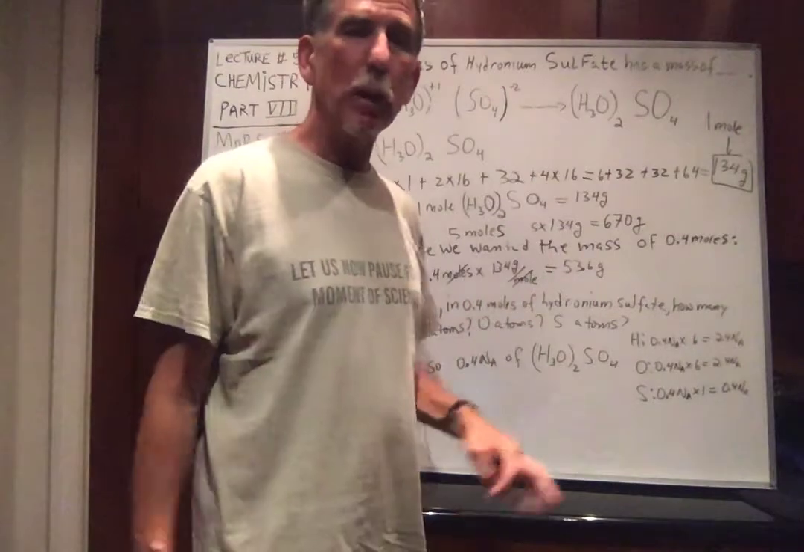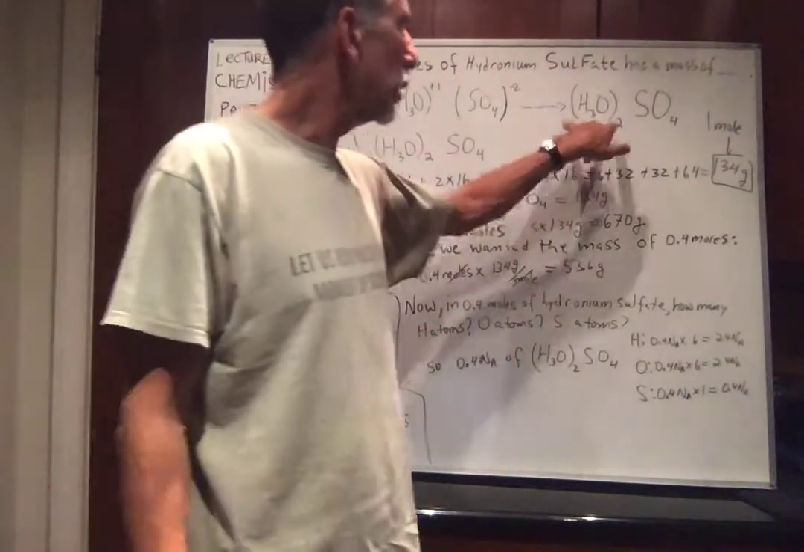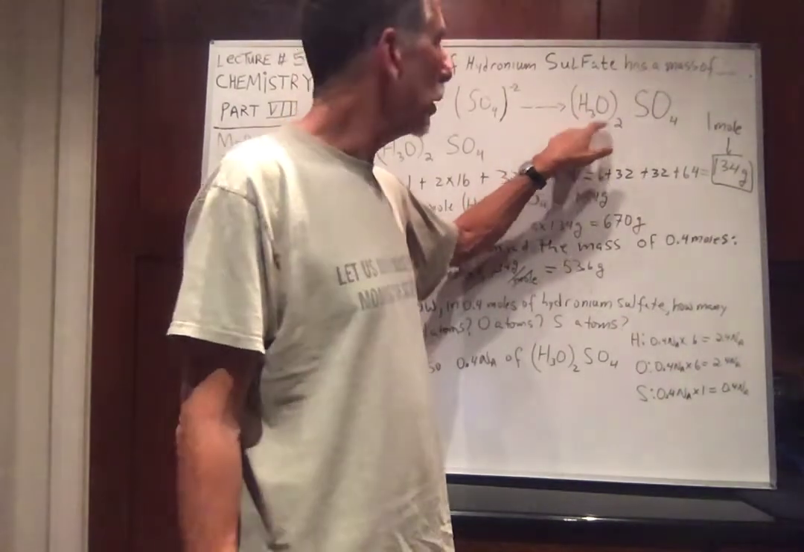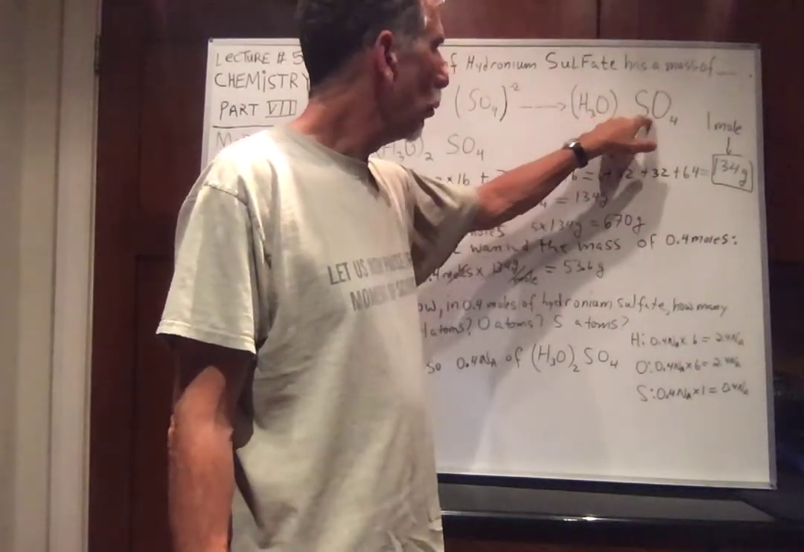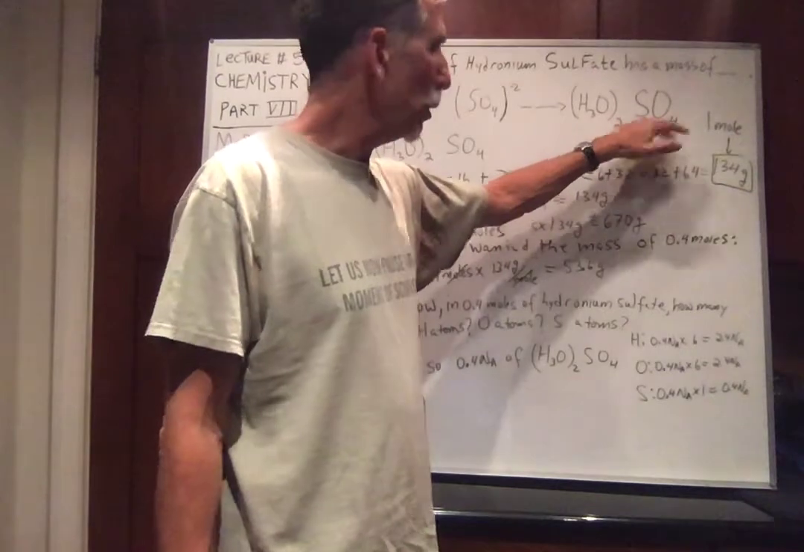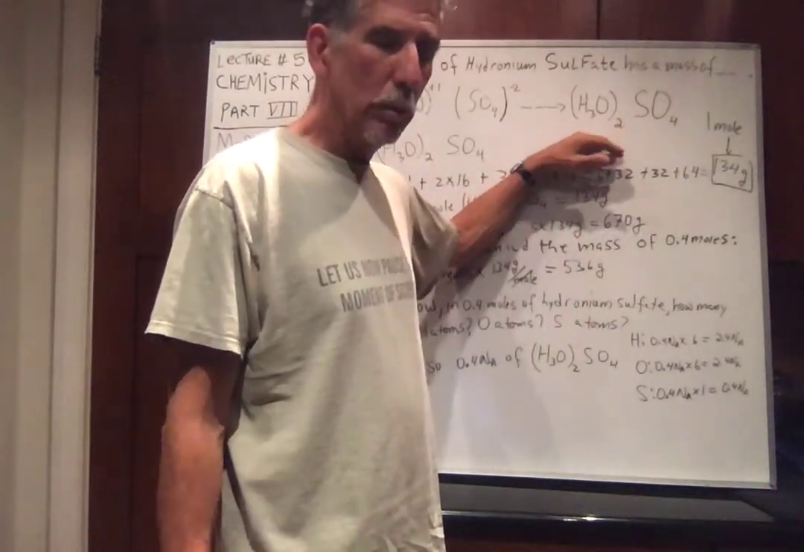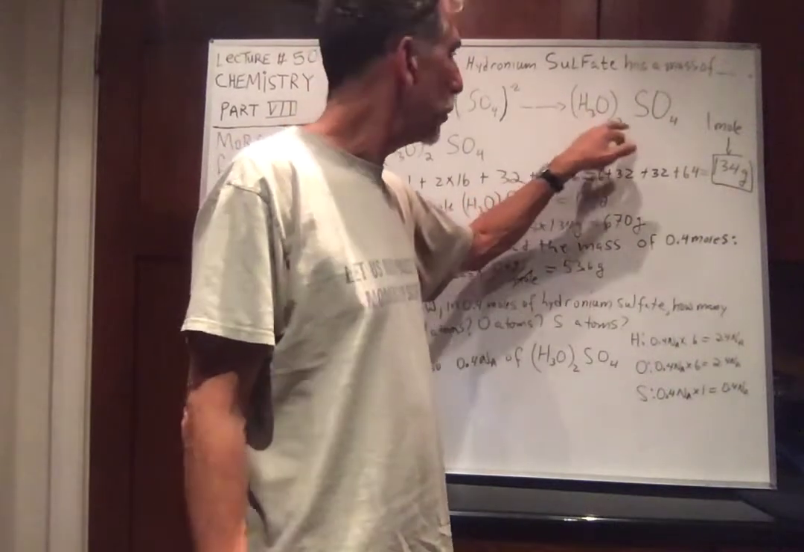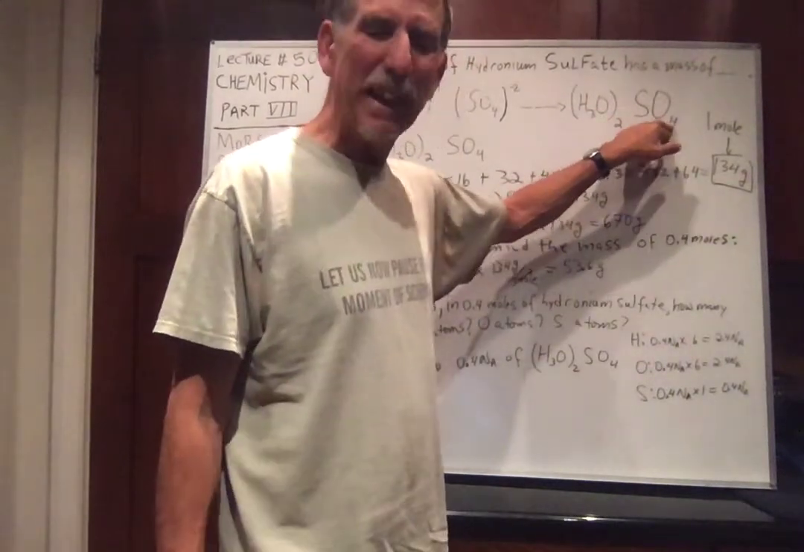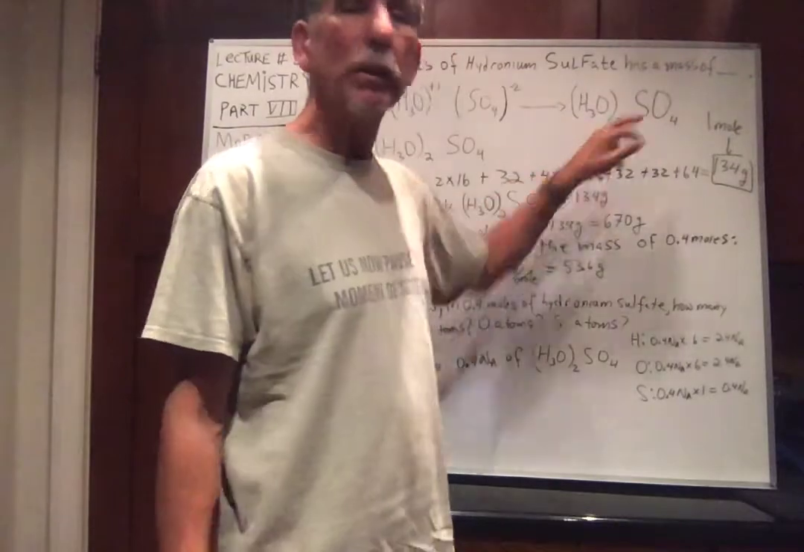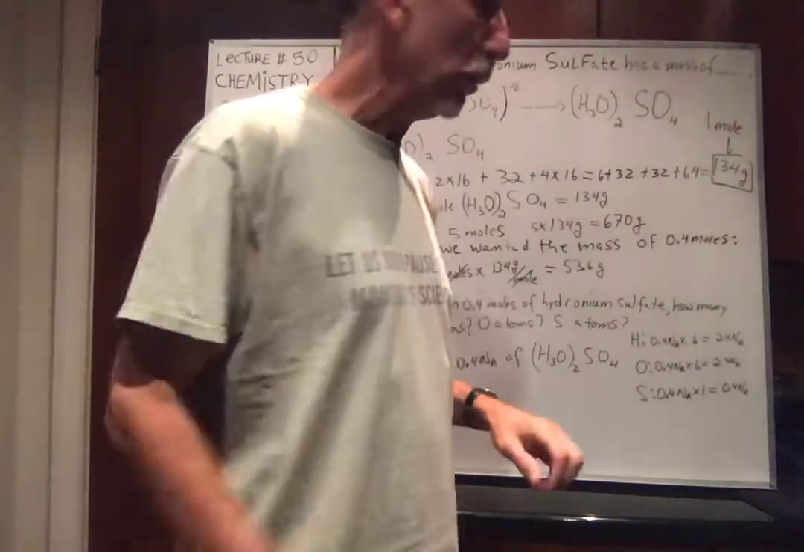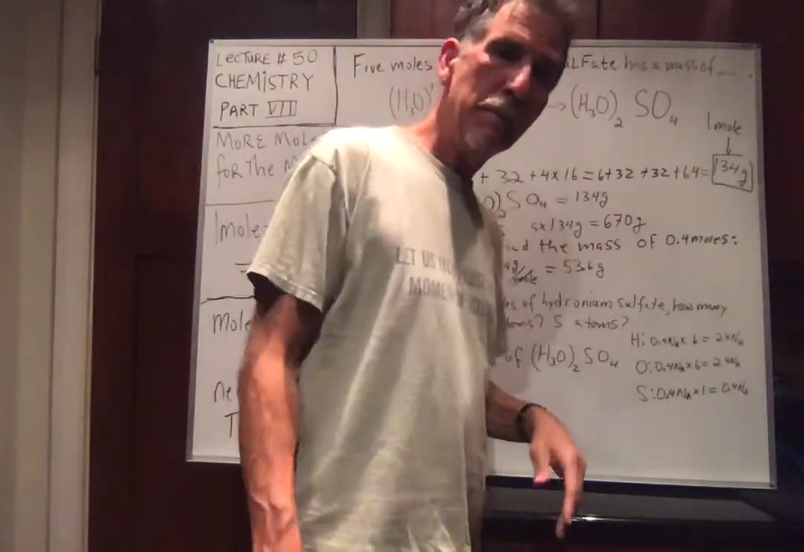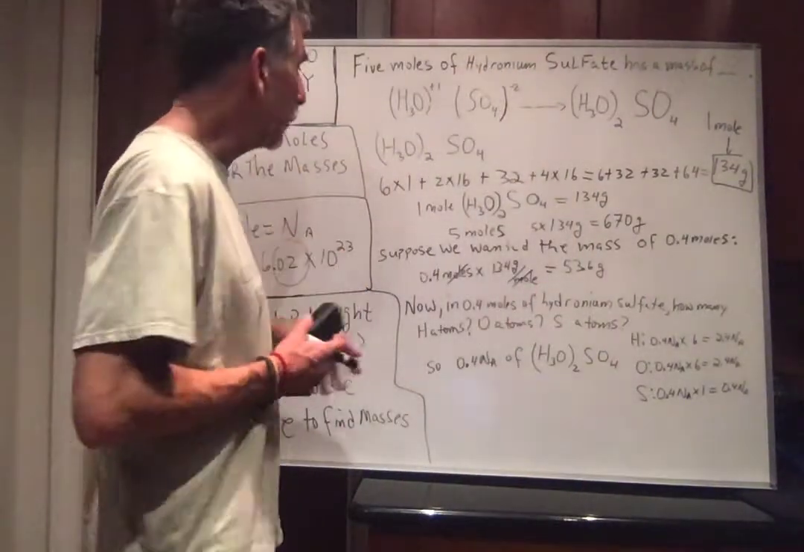Now we want to get the molecular mass. Now I want you to look. Notice the parenthesis. That means there's 2 times 3, 6 hydrogens, 2 oxygens, 1 sulfur, 4 oxygens. So 1 molecule of hydronium sulfate has 6 hydrogen atoms, 2 plus 4, 6 oxygen atoms, and 1 sulfur atom. That's 1 molecule. Okay, so we're really interested in 5 moles, 5 N sub A of this molecule.